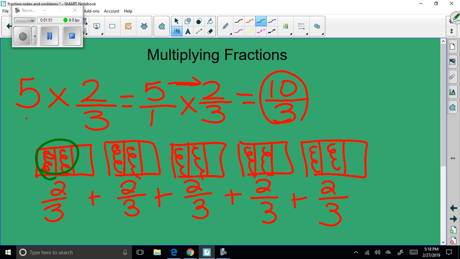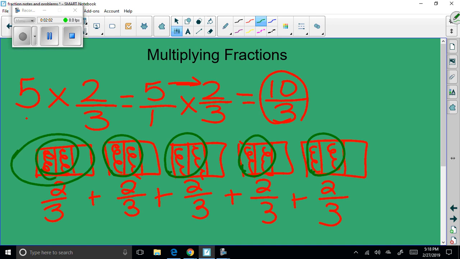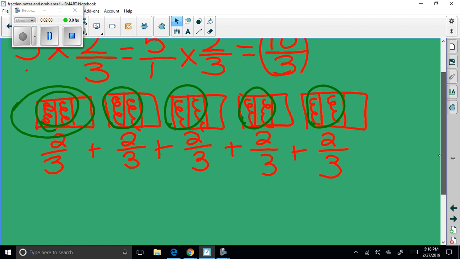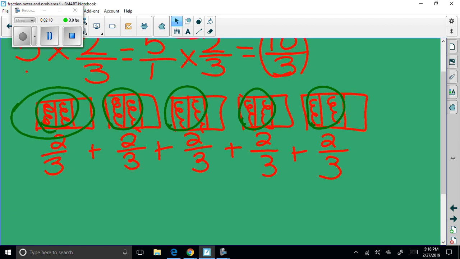So I have 2, 4, 6, 8, 10 thirds. Thirds come from one whole being split into 3 equal parts. So those are 10/3. Now, to simplify this, I can take all my pictures and kind of combine them, put them together.